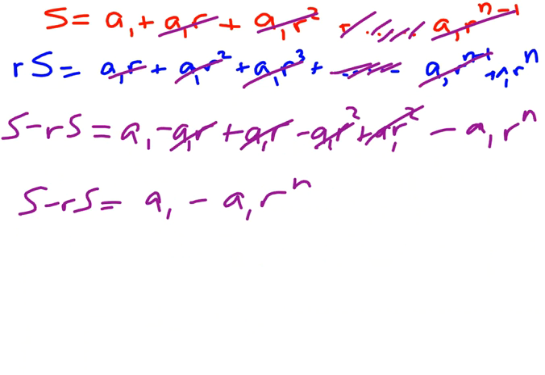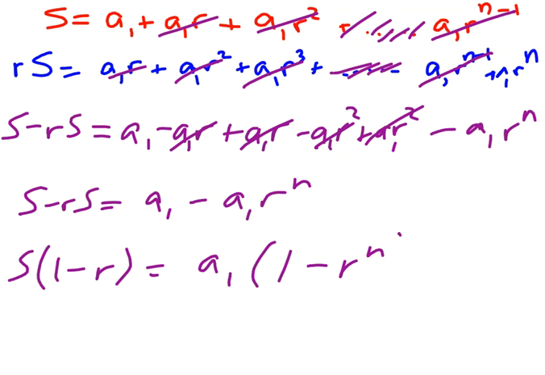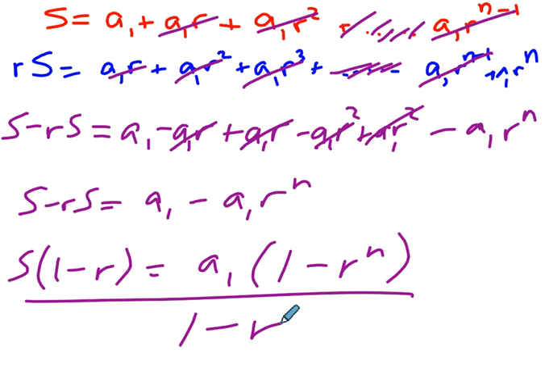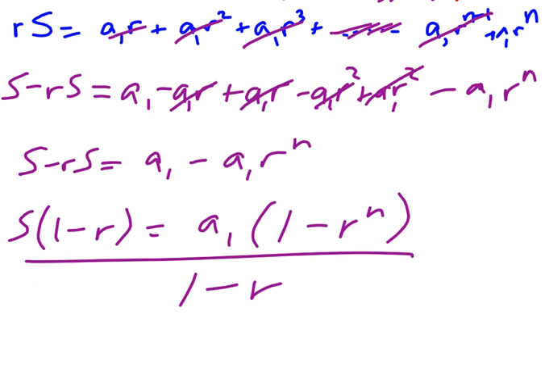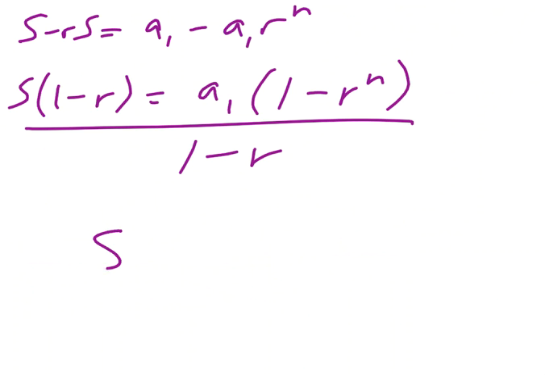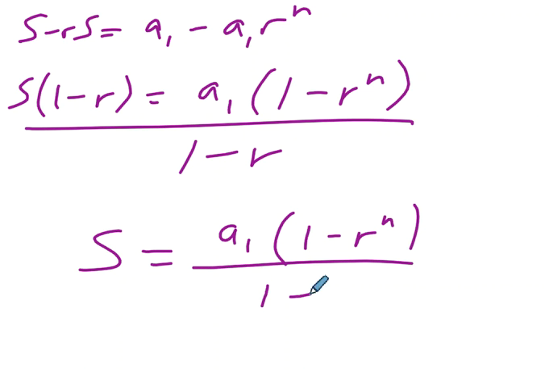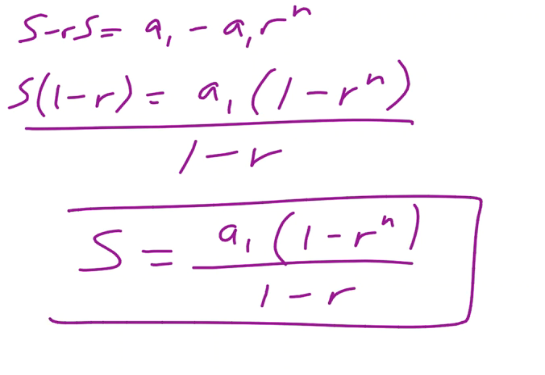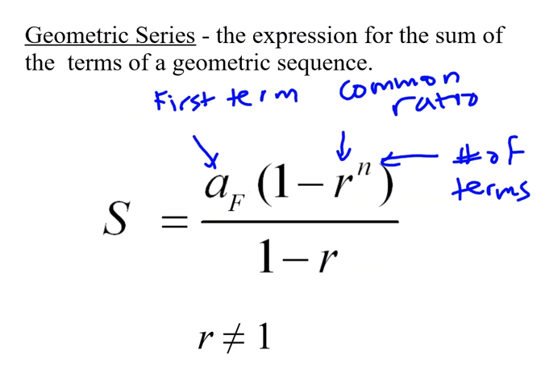Now on this left-hand side, I can factor out an S out of those two pieces, leaving 1 minus r. And on the right-hand side, I can factor out an a1, and I'll be left with 1 minus r to the n. Divide both sides by 1 minus r. And we have S is a1 times 1 minus r to the n over 1 minus r. Ta-da! That is the sum of the first n terms. Crazy, right? Same thing we had here.